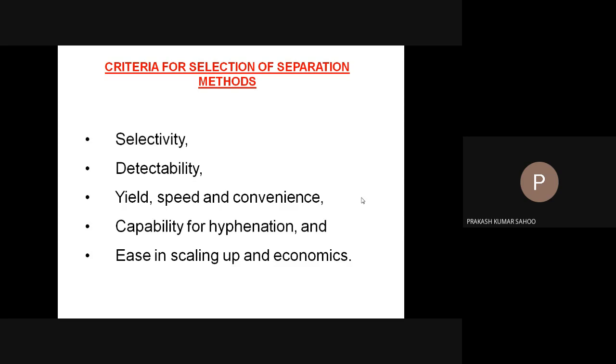Then we have yield, speed, and convenience. Another parameter is reproducibility. Here it is not written, but the third one is reproducibility. Reproducibility means the result can be reproduced again and again. The method should be such that it gives reproducible results for separation.